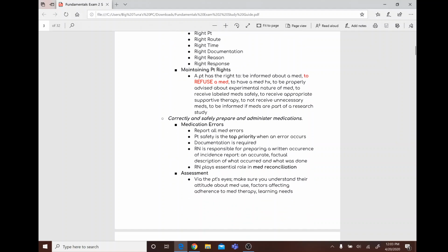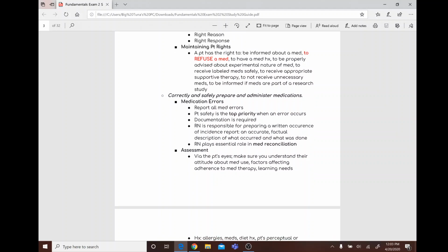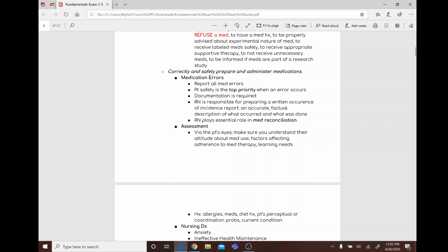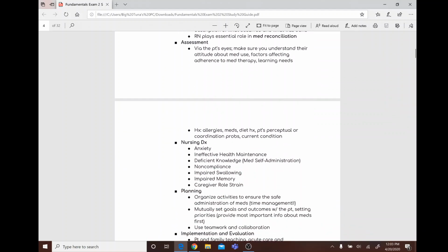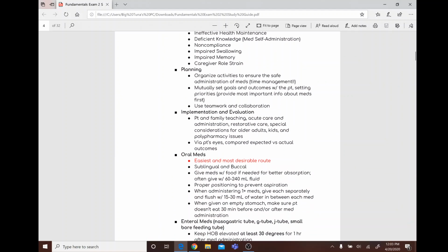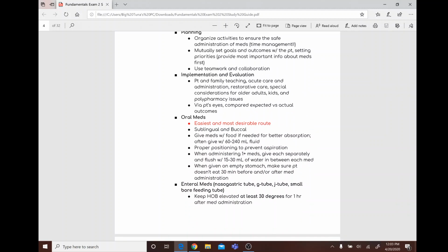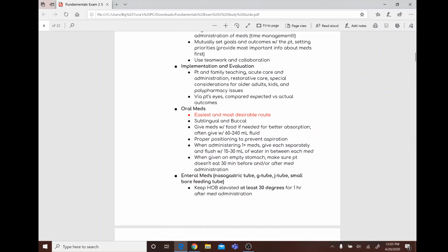Can patients refuse the med? Yes, they can. What's top priority when an error occurs? Patient safety. Alright, what's the easy and most desirable route of giving meds? Oral. Alright, what are the 2 routes of oral med administration? Sublingual and buccal.